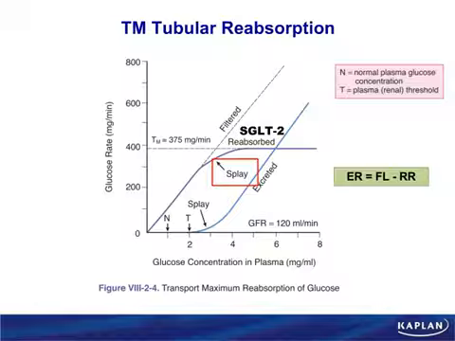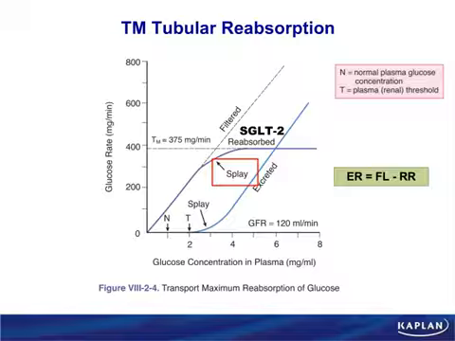Now, the exam might try to get you confused between transport maximum and renal threshold. Remember your units. Remember your definitions. Transport maximum is a rate. It is a rate of reabsorption. Therefore, the units will be milligrams per minute. Renal threshold, that's the concentration. That's the plasma glucose concentration. Therefore, the units will be milligrams per milliliter. So transport maximum is a constant rate of reabsorption. You can see by this graph, that number is 375 milligrams per minute.